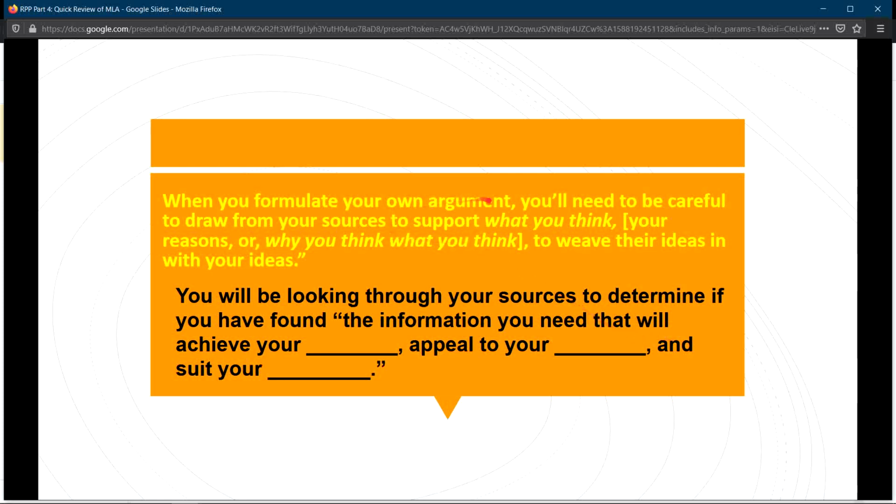So when you formulate your own argument, you'll need to be careful to draw from your sources to support what you think, your reasons, or why you think what you think, to weave their ideas with your ideas. And I think this is actually a direct quotation from that book I was talking about a while ago, They Say, I Say. And to be honest, I still really enjoy that textbook because it gives some great advice on how to talk about others' ideas while incorporating your own. And it also talks about summarizing, paraphrasing, quotations, that kind of thing.